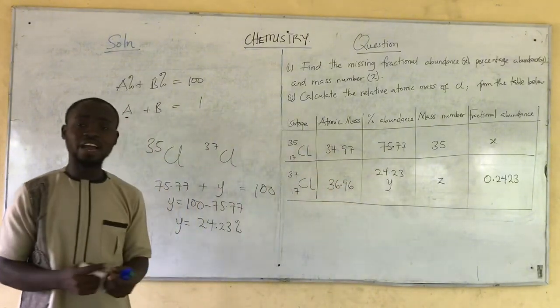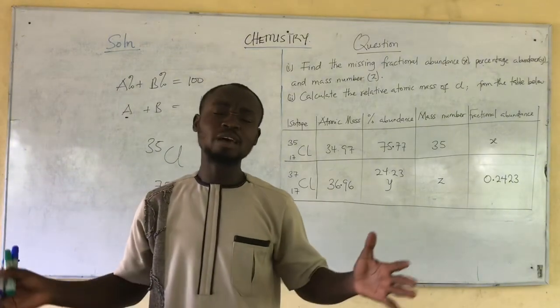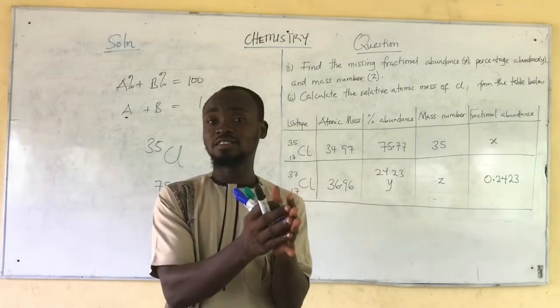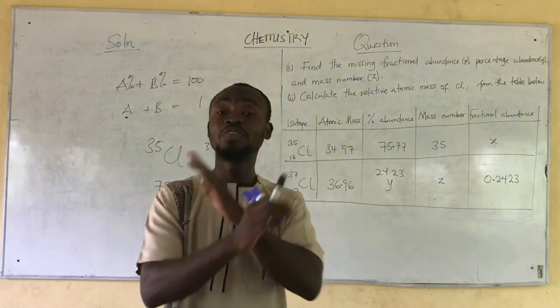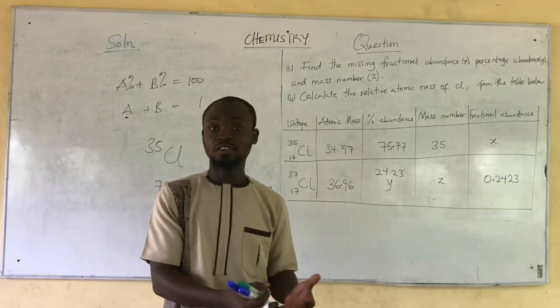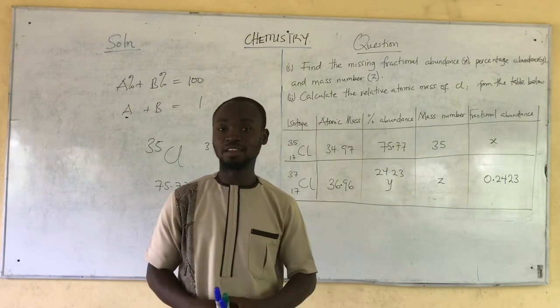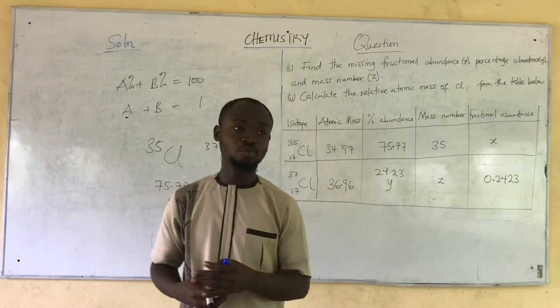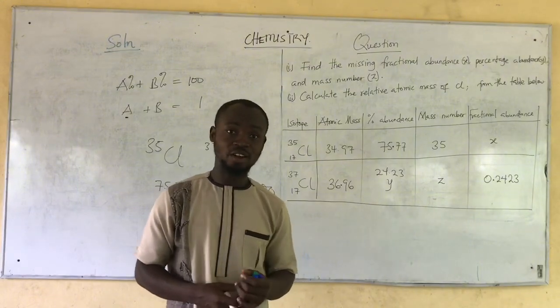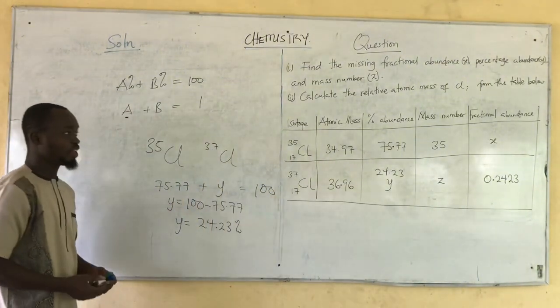So please, anytime the abundance is expressed in the form of percentage, when you add all the abundances in percentage, it should be equal to 100. So if you are given one and you're asked to find the other one, you just subtract it from 100. It will give you the remaining abundance of that isotope or atom in question. So now we know the value for Y. Y is 24.23.